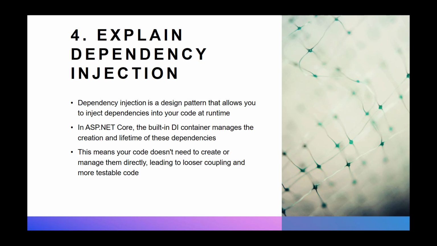Then comes: explain dependency injection. Dependency injection, as it is self-explanatory, is a design pattern that allows you to inject dependencies into your code at runtime. One way is to instantiate all the classes one by one and then use them. The other way is to mention them in the Startup class and use them wherever we need. Dependency injection is a core built-in functionality of .NET Core. We just need to register our classes in the Startup class, and we can inject them anywhere. The built-in DI container manages the creation and lifetime of these dependencies. We don't need to instantiate a class again and again. This means your code doesn't need to create or manage them directly; .NET Core manages them by itself.